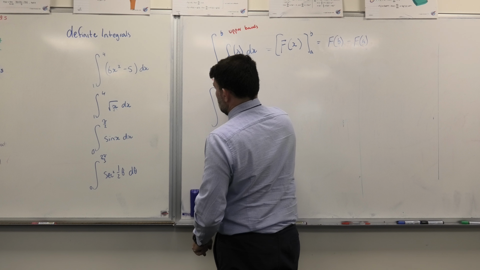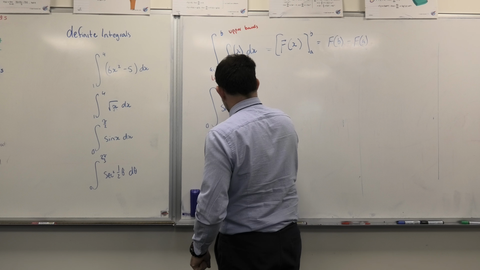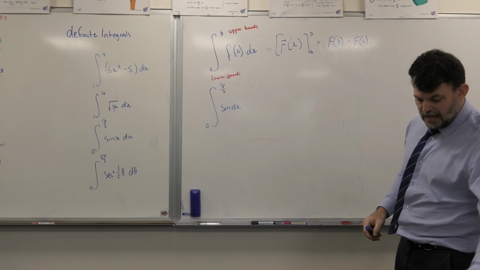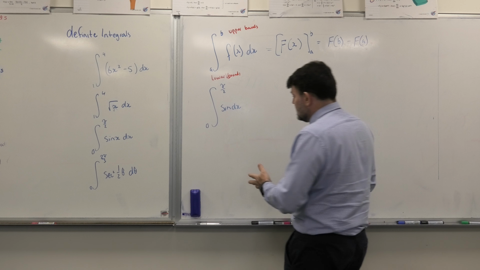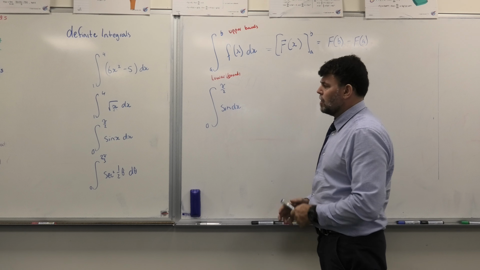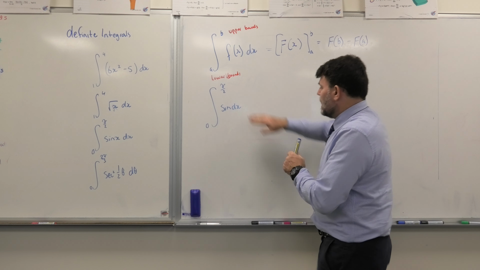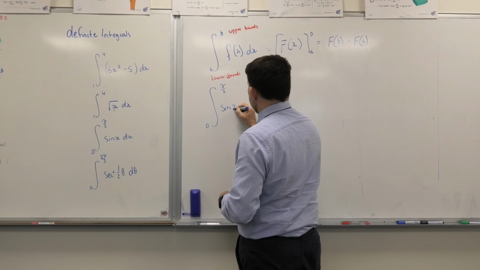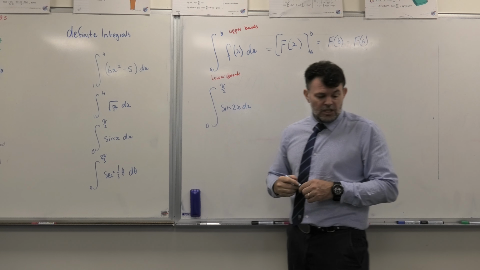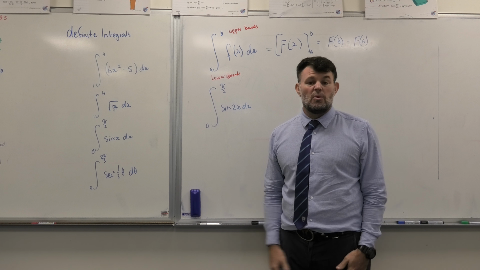So we've got the integral from 0 to pi on 2 of sine x dx. When we're looking at this question, first we've got to remember the integral of sine x dx, and of course it's going to be negative cos x. However, I'm going to change this up a little bit: sine 2x dx. Let's put the 2 in there, just so that way we've got a little bit more to play with.